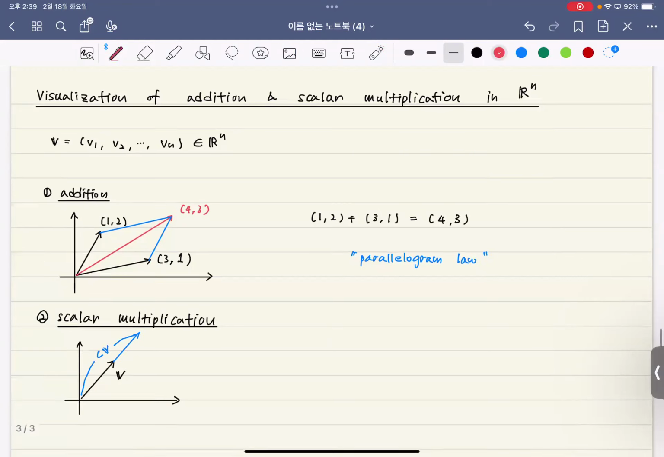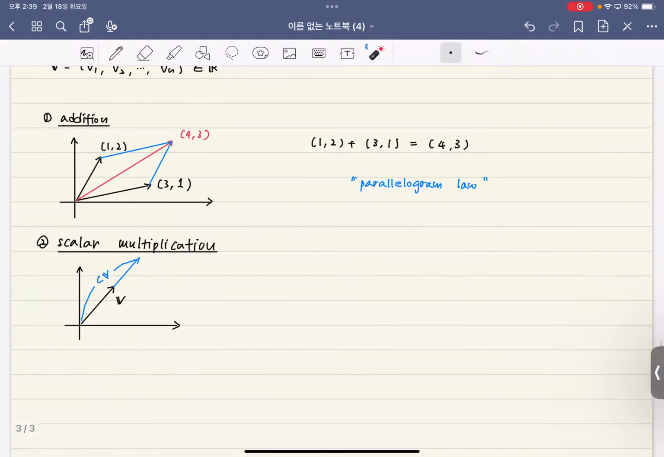Well, what if my c is not a positive but a negative number? Then in that case, the direction of this arrow should be reversed, just like this. So this is minus v, should be something like that.